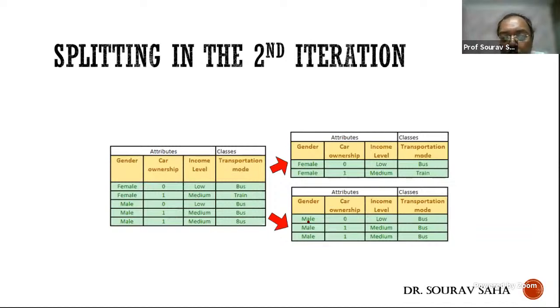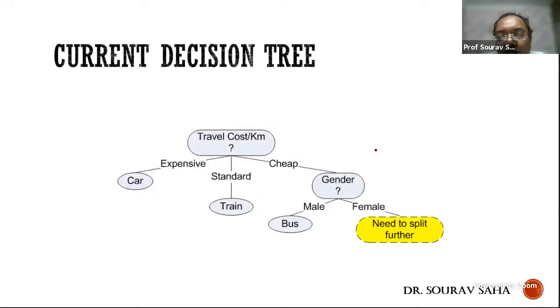So gender female and gender male. Gender male is already homogeneous: transportation mode is bus. Gender female, still there is some doubt, because one is saying transportation mode bus, another is saying train. So we probably need to split it further, and for splitting further I have car ownership and income level. Actually, for both these variables only 2 data points are there, so both are equally distributed. So take any one of them.